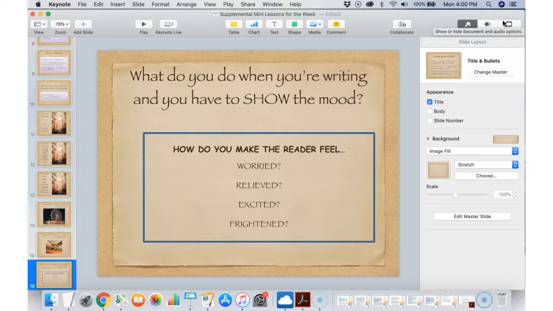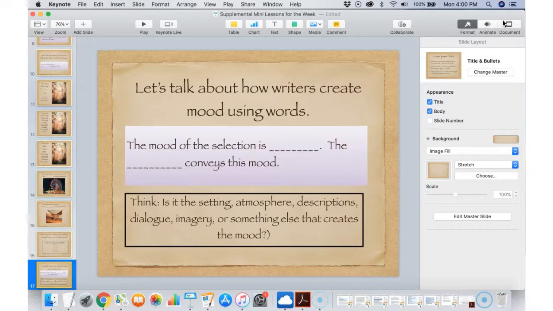So this is what writers have to think about. They have to think about what words, what situations, what details they are going to use to get the reader to feel what the writer wants the reader to feel. Words are powerful. You can make people feel certain things by using words in certain ways. Okay, so let's talk about how writers create mood using words.